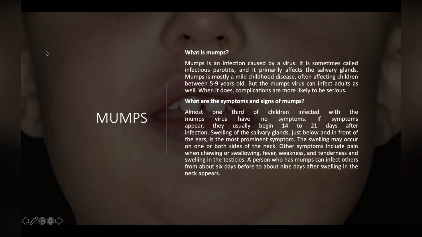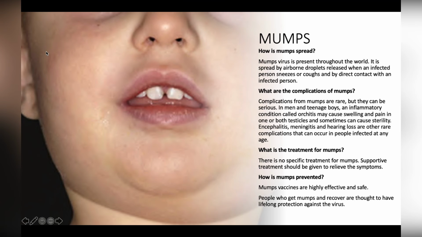A person who has mumps can infect others from about 6 days before to about 9 days after swelling in the neck appears. How mumps is spread. Mumps virus is present throughout the world. It is spread by airborne droplets released when an infected person sneezes or coughs and by direct contact with an infected person.